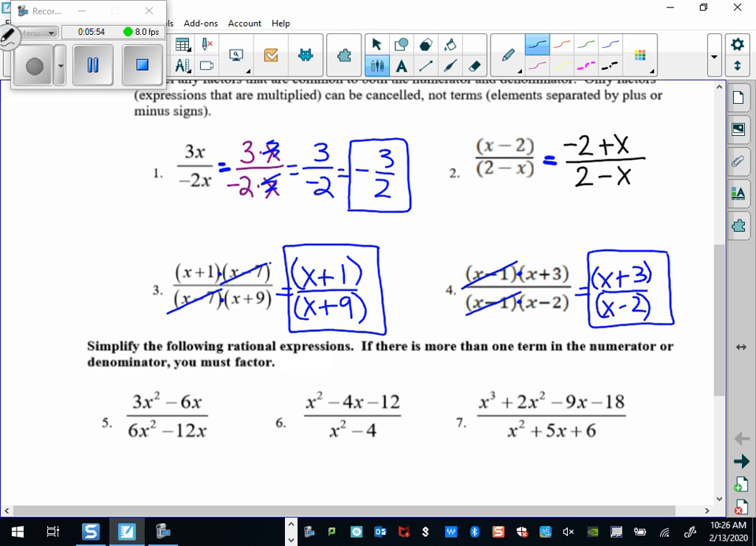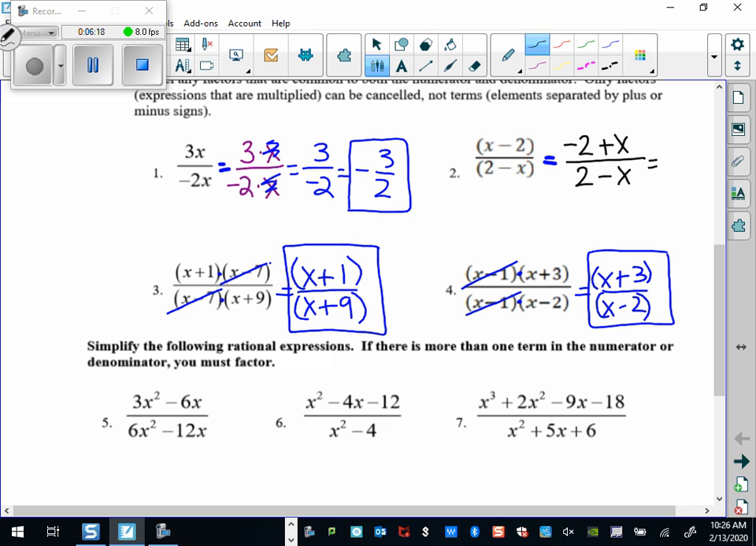Okay, so could we factor out a negative 1 out of one or the other? Which one do you want to factor a negative 1 out of? The top or the bottom? Okay, let's do it. Because watch what happens. It's like magic. It's math magic. So you said the top, right?